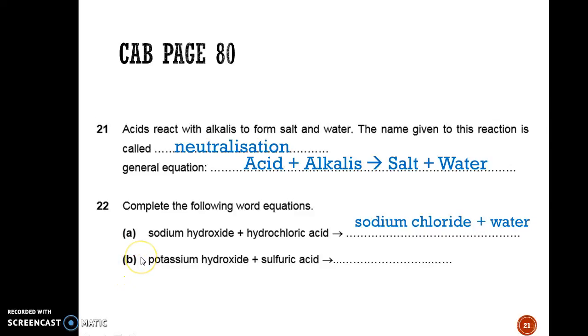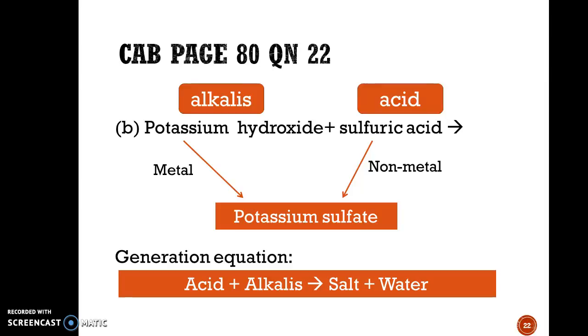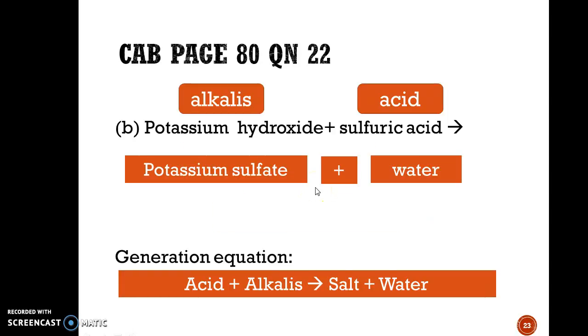Okay, so right now I'm going to go through the reaction for question number 22B, potassium hydroxide with sulfuric acid. Let's see what the product is. Potassium hydroxide is the alkali, and sulfuric acid is the acid itself. So the name of the salt will be potassium, from the alkali, and sulfate, from the sulfuric acid, so potassium sulfate. And don't forget your water itself. So that's the final answer.